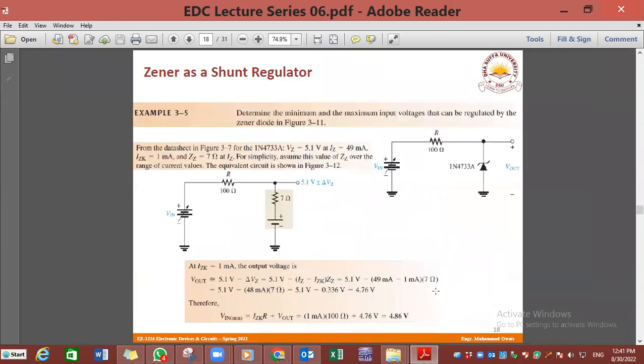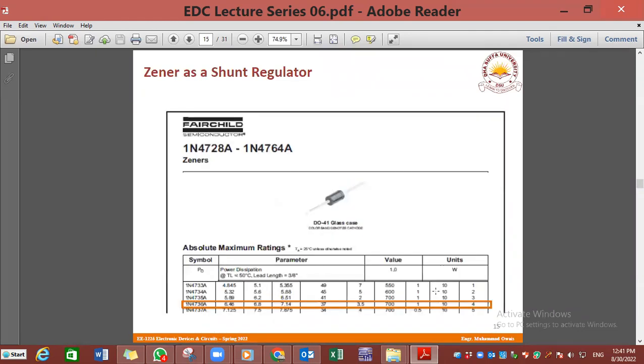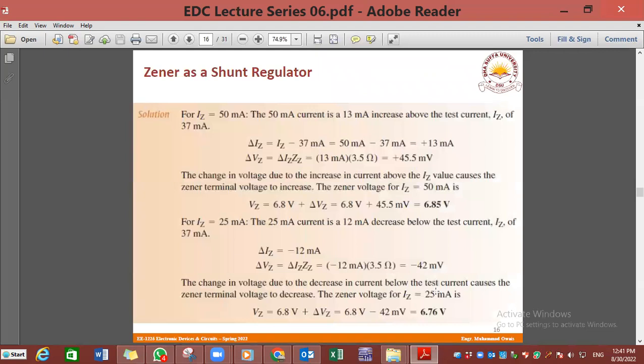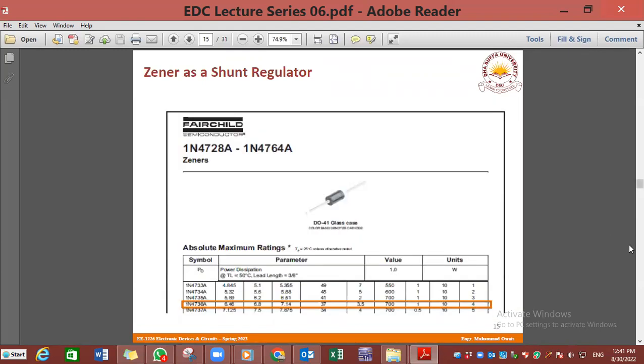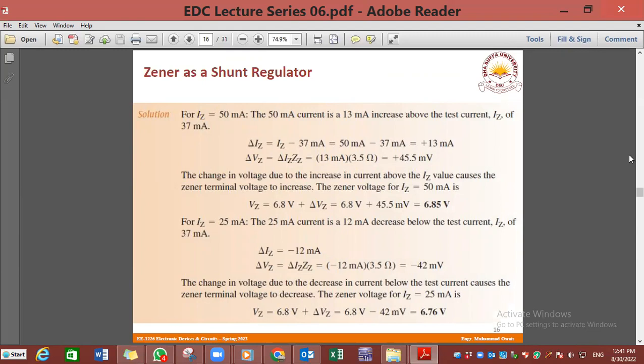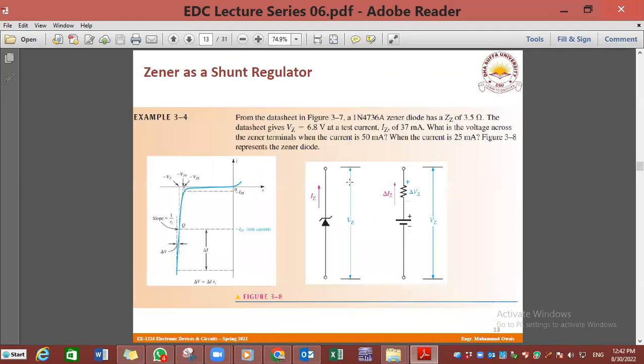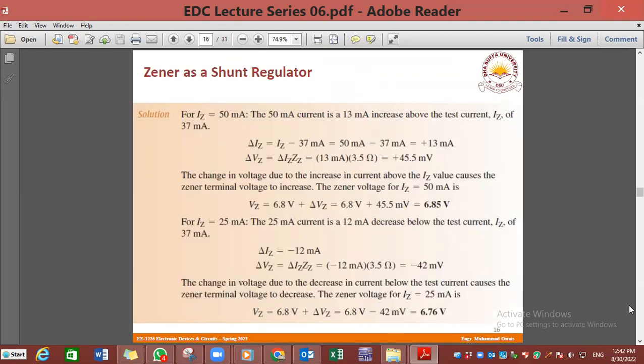Again, this is one more diode here. For IZ, where is the numerical? Oh, this is the numerical. Okay, so we have already covered it.